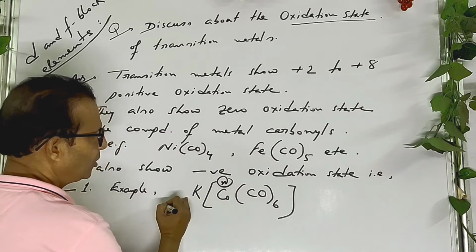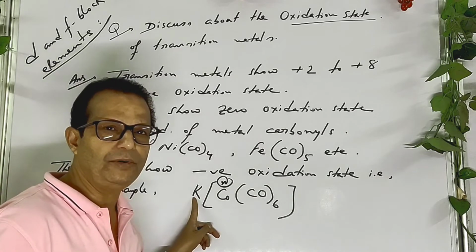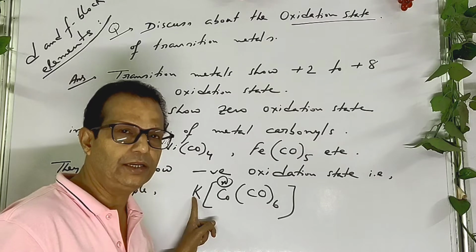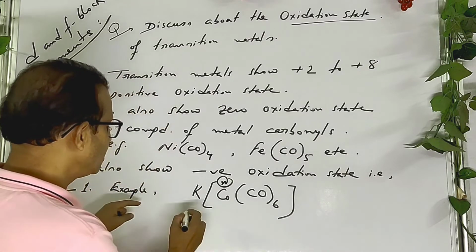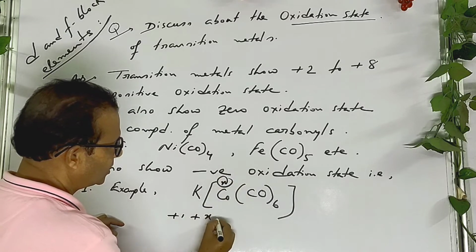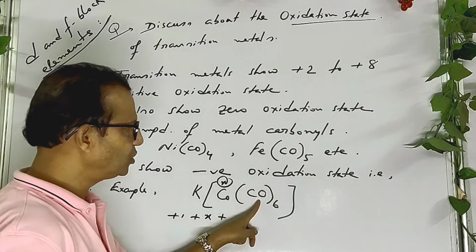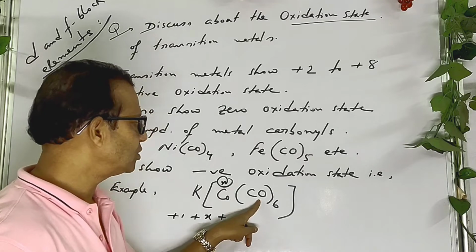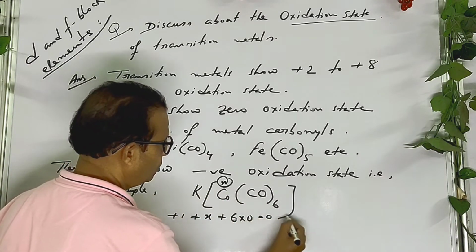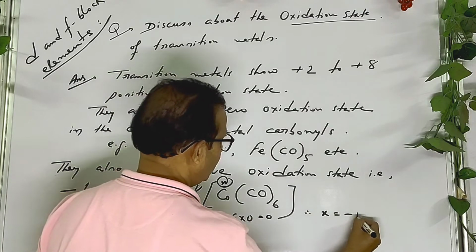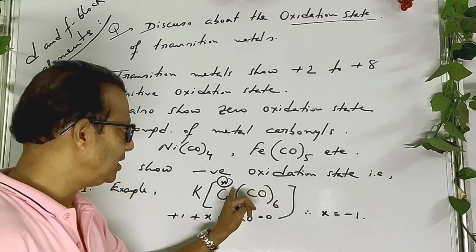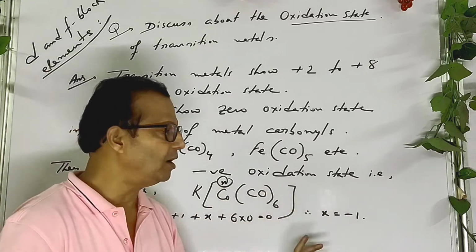Say it is X. Potassium, you know that potassium, sodium, lithium belong to group 1. They always have oxidation state +1. That's why potassium is +1, plus cobalt, which is to be found out, X. You know that carbon monoxide is a neutral ligand. That's why it has 0 oxidation state. So 6 into 0 equal to 0. Therefore, X equals -1. So you see that in this compound, cobalt shows -1, and this is the only compound isolated so far.